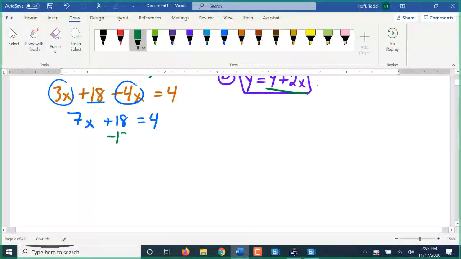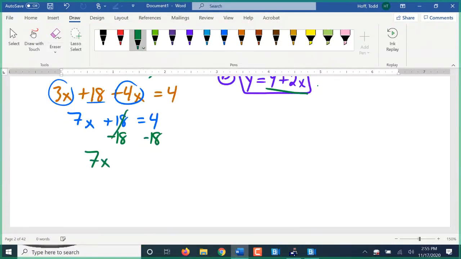Now, we can solve. We'll subtract 18. 7x equals 4 minus 18 is a negative 14. And we'll divide by 7 to get x by itself. x equals negative 14 divided by 7 is a negative 2.